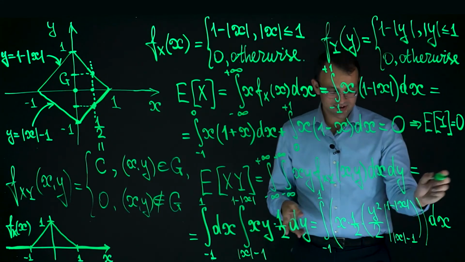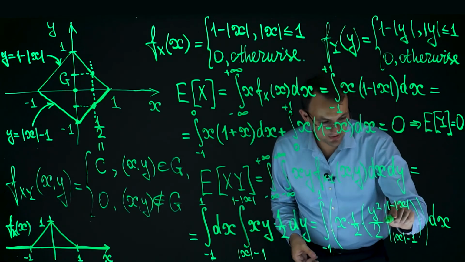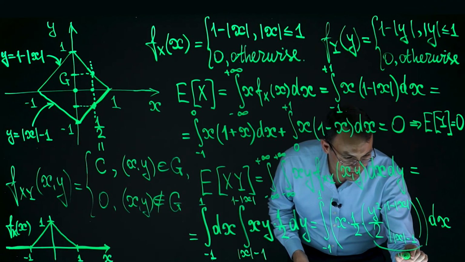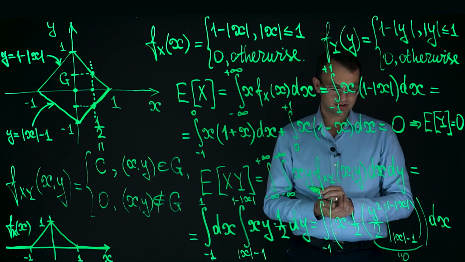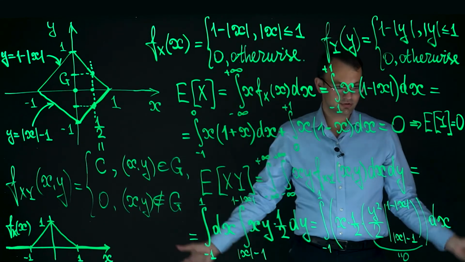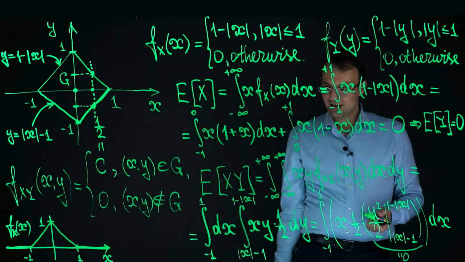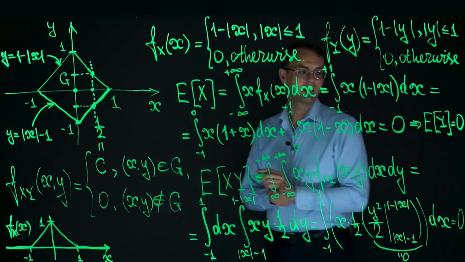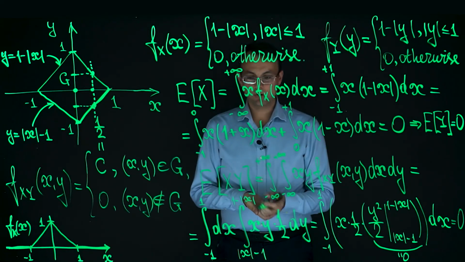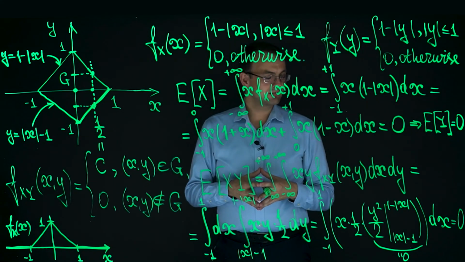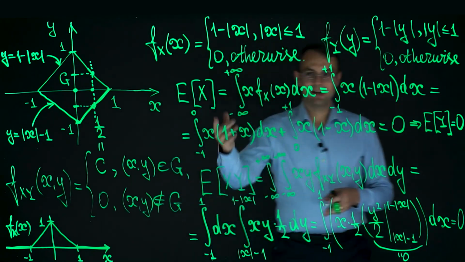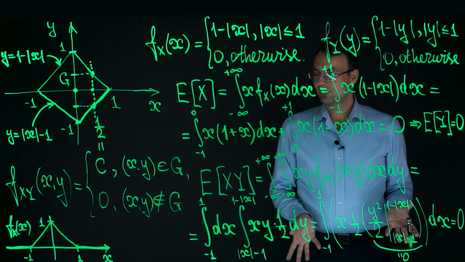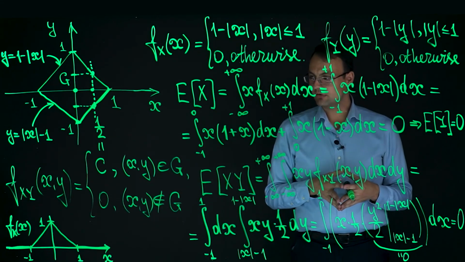So actually all this is equal to 0, as this expression is equal to 0. That is why all this is also 0. So our integral is 0. So what did we get here? e of x is 0, e of y is 0, e of xy is 0. That means that covariance is also 0.